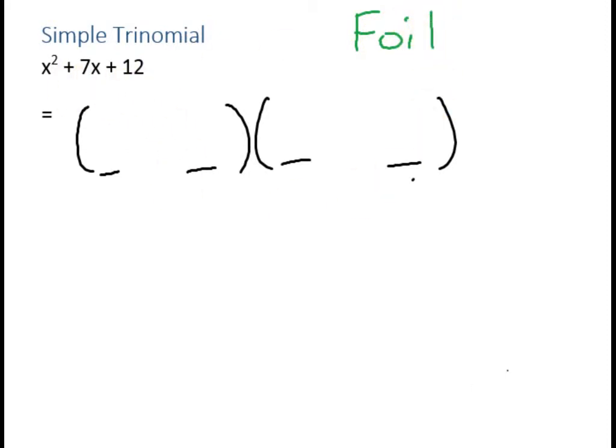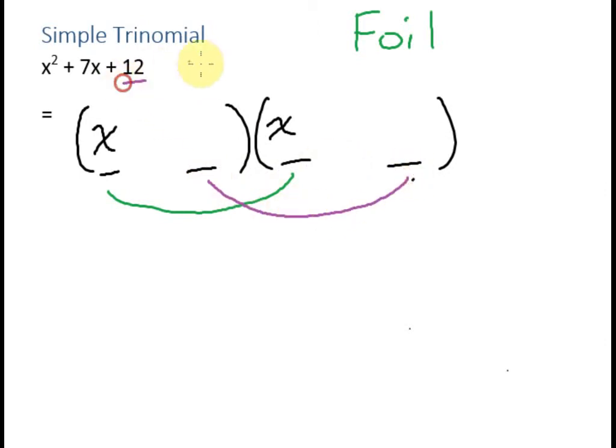trinomial. So we know that we need the first two things to multiply to make x squared. How are we going to do that? X times x. Now to figure out the numbers, we know that the last terms here have to multiply to make 12. So we know we need them to multiply, m for multiply, to 12. So two numbers have to multiply to make 12.